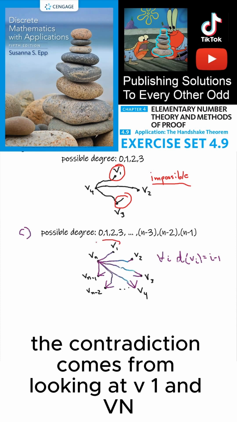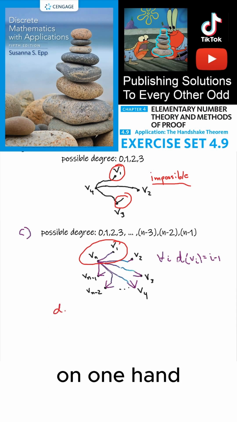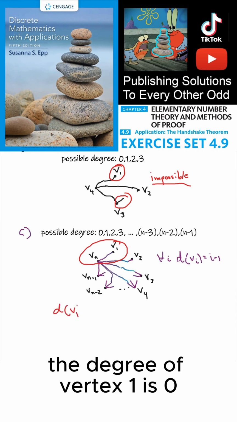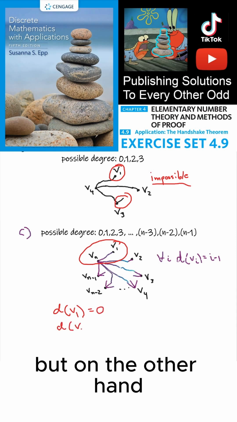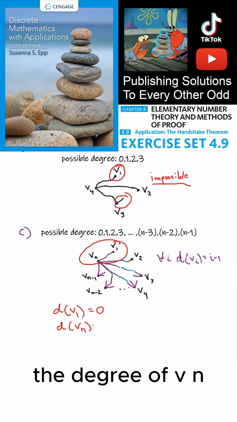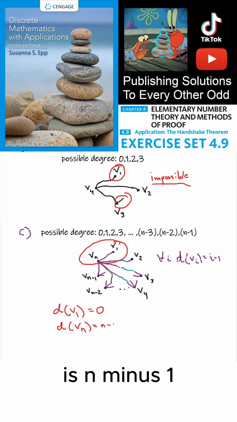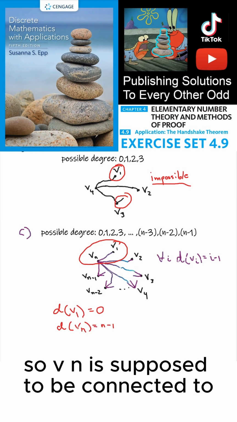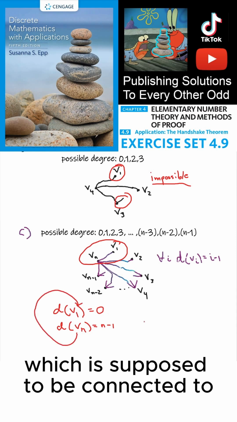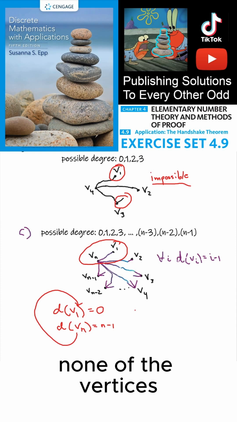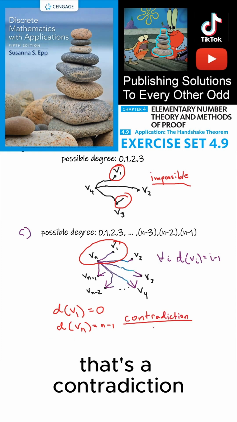The contradiction comes from looking at v1 and vn. On one hand, the degree of vertex 1 is 0. It's supposed to be an isolated vertex. But on the other hand, the degree of vn is n minus 1. So vn is supposed to be connected to all of the other vertices, including v1, which is supposed to be connected to none of the vertices. That's a contradiction. And so this is impossible.